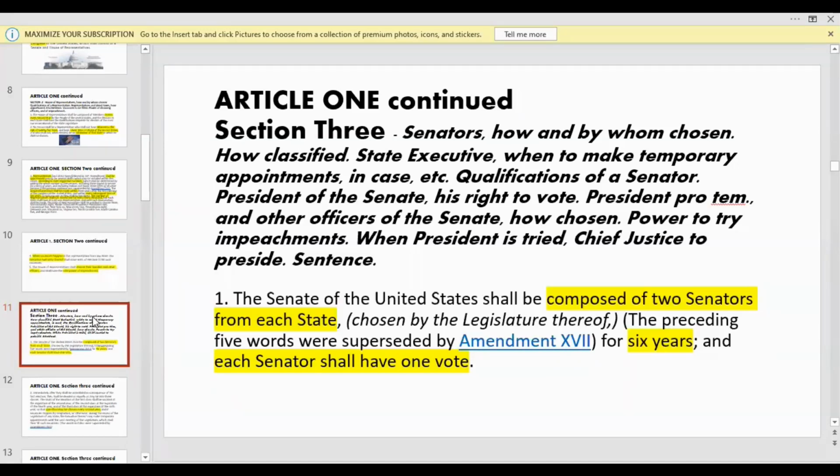Now, you saw that members of the House of Representatives serve 2 years, senators serve 6 years. I think we all know a president serves 4 years and is limited to only 2 terms. Why did they stagger these terms? 2 years, 4 years, 6 years. It was what we mentioned before.